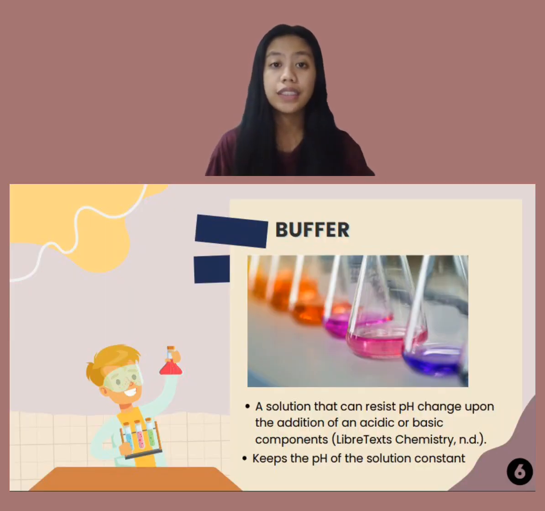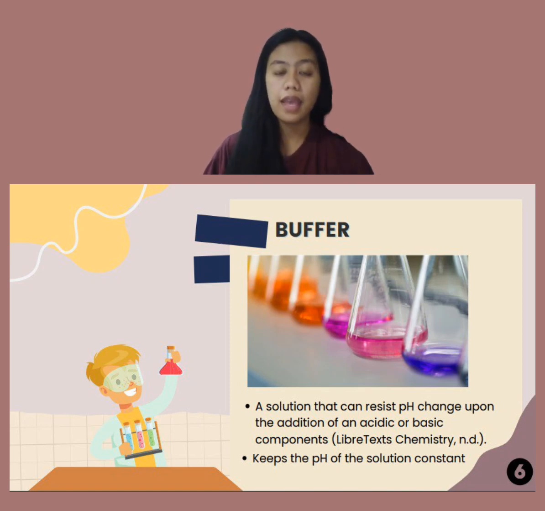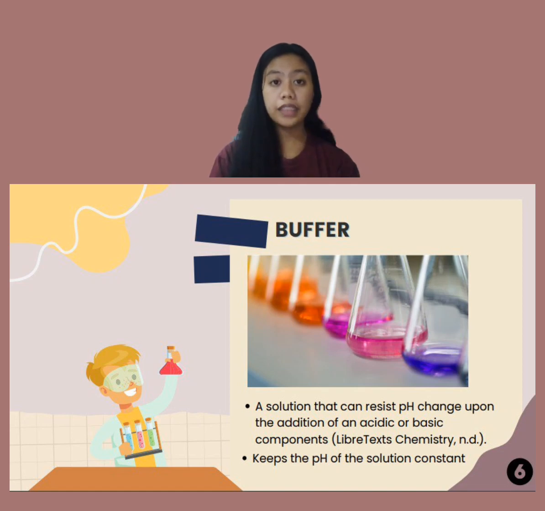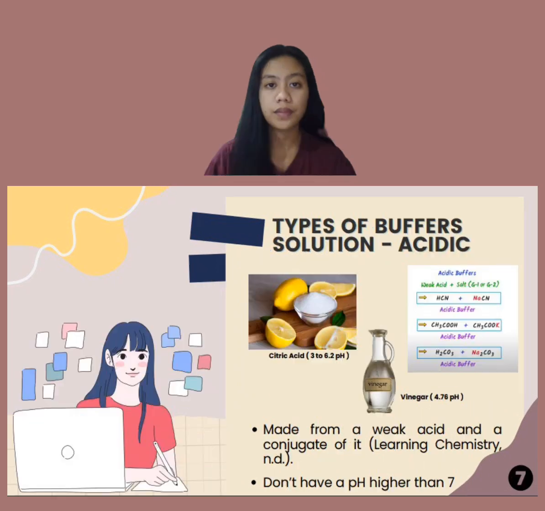Buffer is a solution that can resist pH change upon the addition of an acidic or basic component. Buffer solutions contain a high concentration of a weak acid and its conjugate base, or a weak base and its conjugate acid, because these components can neutralize hydroxide ions and hydrogen ions, and buffers are highly resistant to pH change. It also keeps the pH of the solution constant. As I said earlier, a small addition of acid or base can be neutralized. A buffer works by neutralizing any added acid or base to maintain a moderate pH, making them a weaker acid or base. Now we can continue with the 2 types of buffer solution.